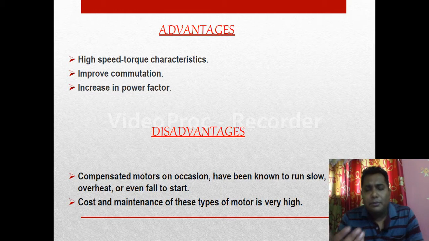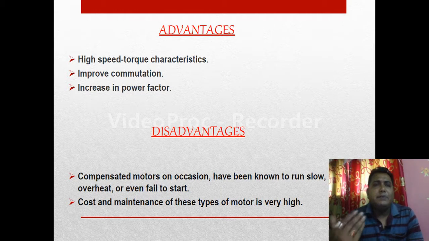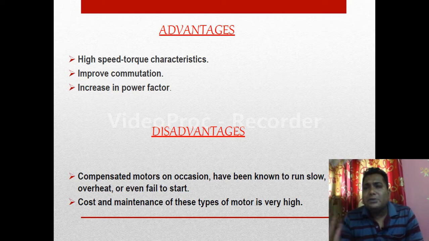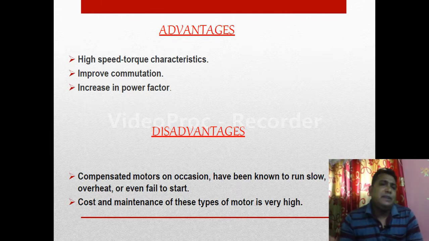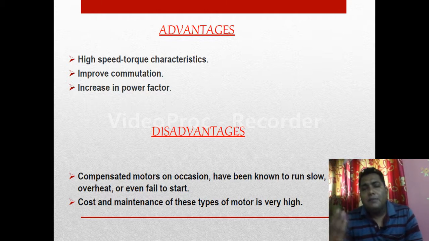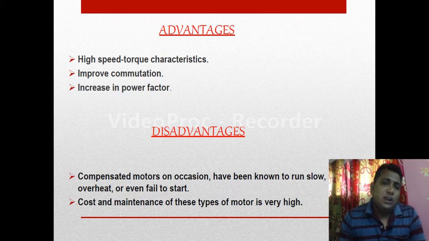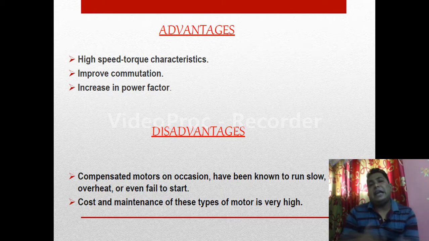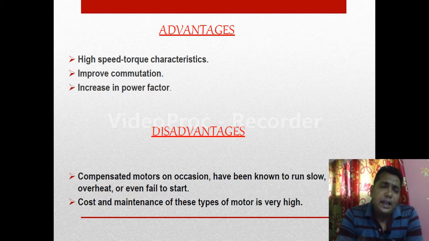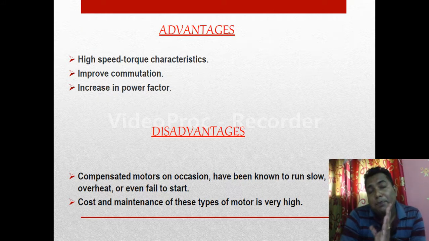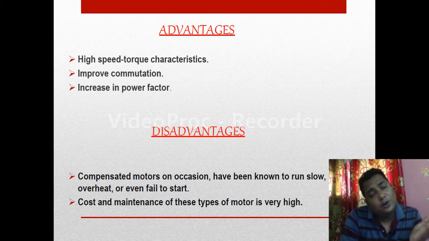When we are neutralizing the armature reaction and improving the power factor of the system, then at the time of starting, a high current can flow through it, and it can generate a high magnetic field, and due to that a high torque can be produced. And when we are thinking of a high torque, that means we can think of the machine running at high speed. But another point is that it also has constant speed.